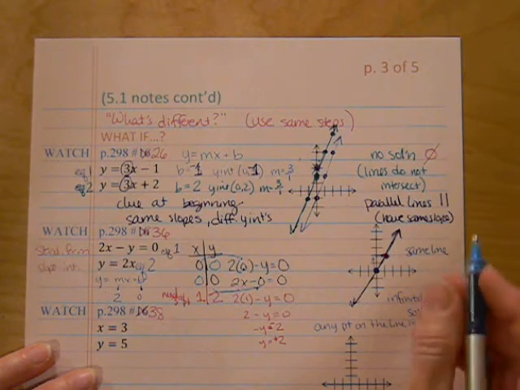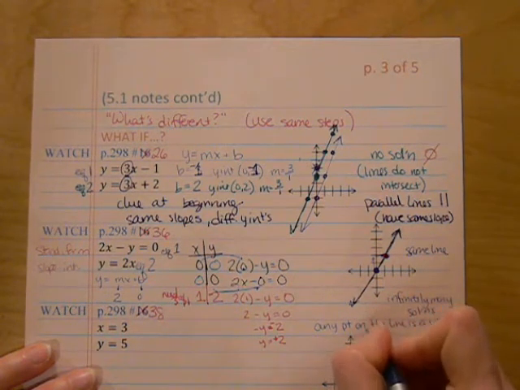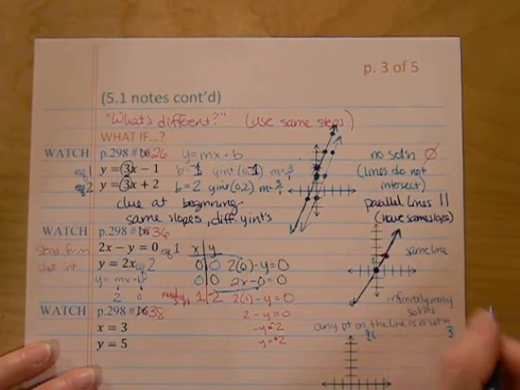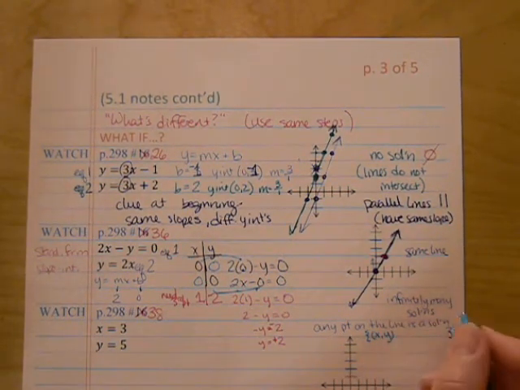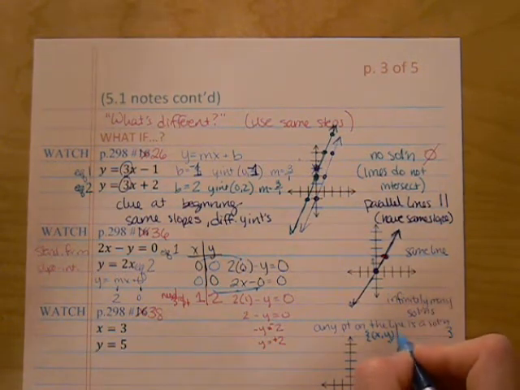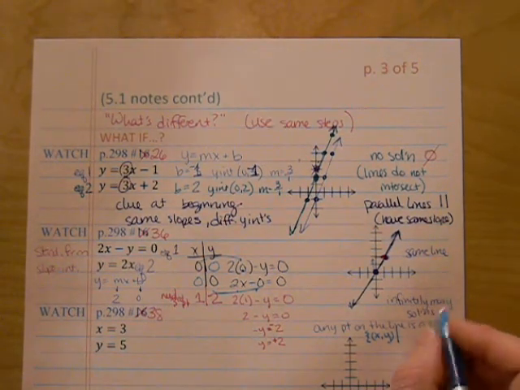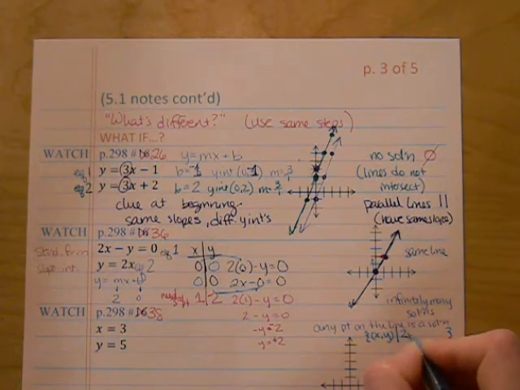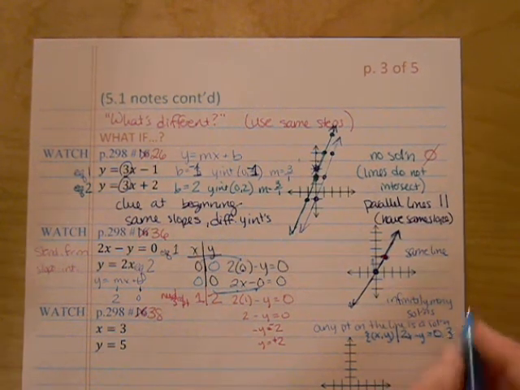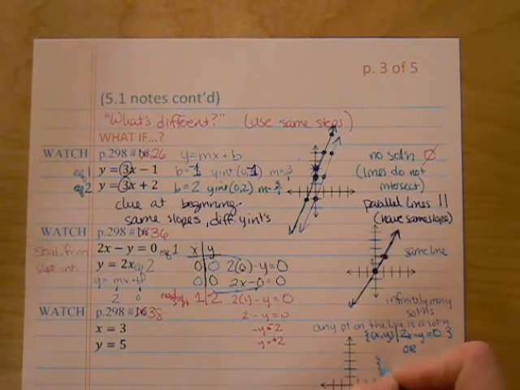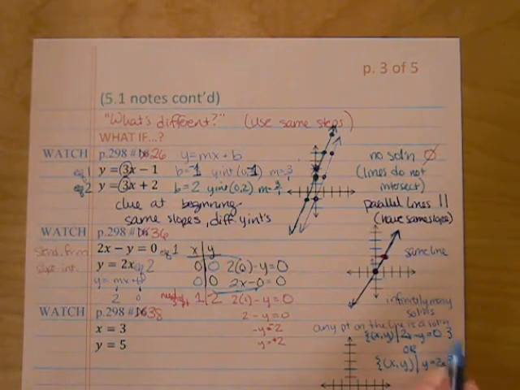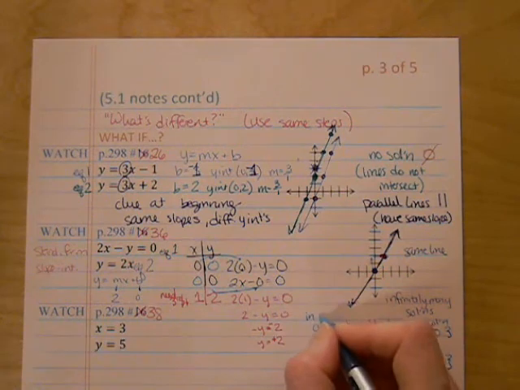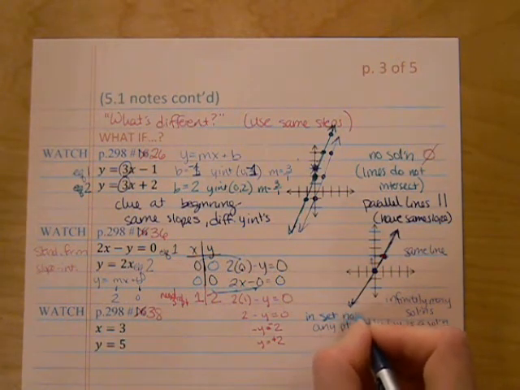you could say, the little braces, they look fancy. I think that's why I think they're French. But the point (x, y) such that, and that straight line means such that, and you can use either equation 1, 2x minus y equals 0, or equation 2, y equals 2x. So that's what it looks like in set notation when you have the same line.